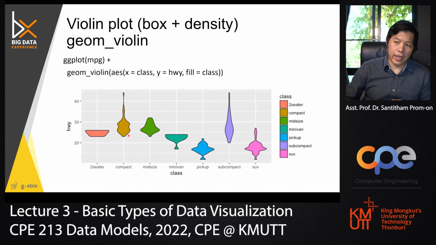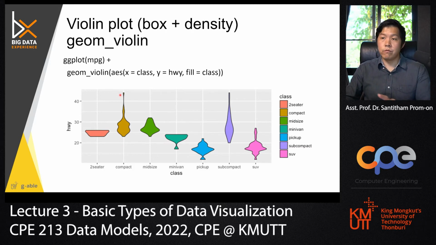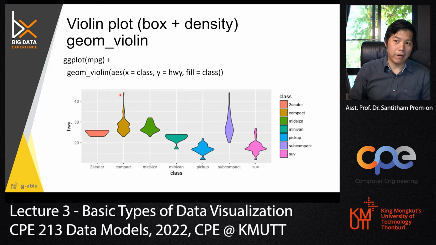So you know that, okay, for this one, you got the right skew, some type of long tail on the high value. For minivan, you got something like a leftward skew. That means most of the data are clustered in the high value here, just like two-seater. For compact, mostly they are clustered down here, although the maximum value is quite high. So with this, you know a rough estimation of the density of the data. Okay, this is the violin plot, box plot plus density. You can use violin and then map X to class and Y to hwy.